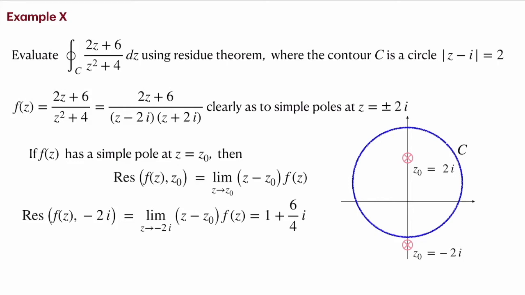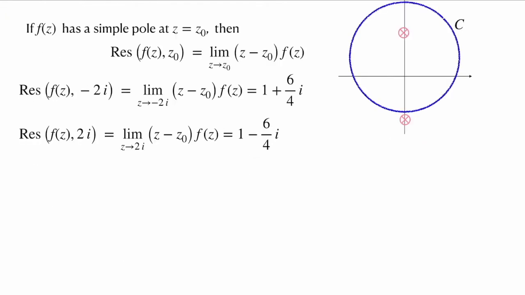You can find out that the value of the residue at z0 equal to minus 2i is given as 1 plus 6 by 4i. In the same fashion, you can calculate the residue at plus 2i too, and that turns out to be 1 minus 6 by 4i. So now we have the residue. We can simply compute the integral over this contour, and we see that only one singularity is inside.